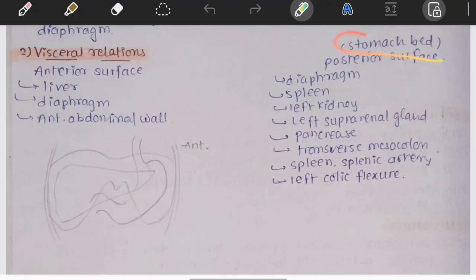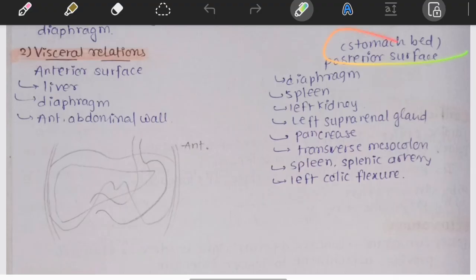Posterior relations, also called the stomach bed. Now here's the important term, that is stomach bed. Imagine lifting the stomach upwards, then what lies behind it? These structures collectively form the stomach bed: diaphragm, spleen, left kidney, suprarenal gland, pancreas, transverse mesocolon, left colic flexure, and importantly the splenic artery.